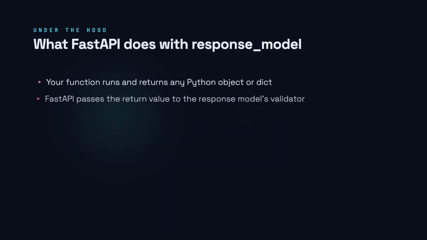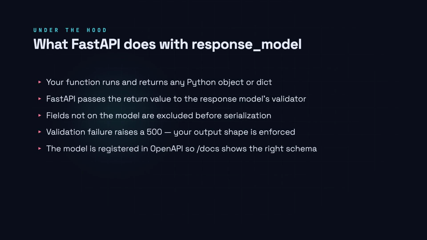After your path operation function returns, FastAPI does not send that value straight to the network. It first feeds it into the response model you declared, using Pydantic's model_validate under the hood. Pydantic builds a new instance of that model from the return value, and only the fields defined on the response model survive. Everything else is excluded. If the return value is missing a required field or has a type mismatch, Pydantic raises a validation error, and FastAPI sends a 500 internal server error, because that is a bug in your server code, not in the client's request. As a bonus, the model is registered in your OpenAPI schema, so the interactive docs at /docs show the exact fields a caller should expect.